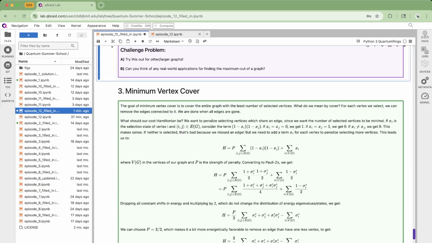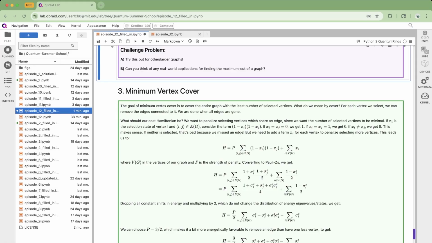The next part that we're going to talk about is minimum vertex cover. So the goal of minimum vertex cover is to cover the entire graph with the least number of selected vertices. So for each vertex we select, we can remove the edges that are connected to it, and we're done when all the edges are gone. So let's think about what our cost Hamiltonian should be in this case. We want to penalize selecting vertices which share an edge, since we want the number of selected vertices to be minimal.